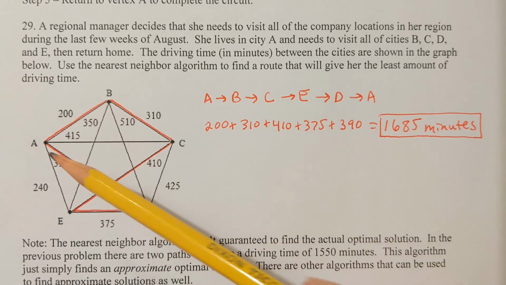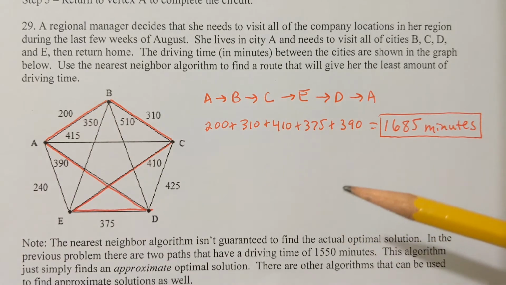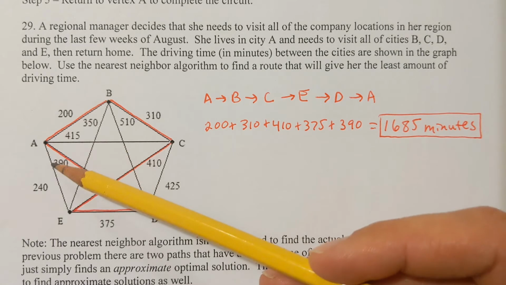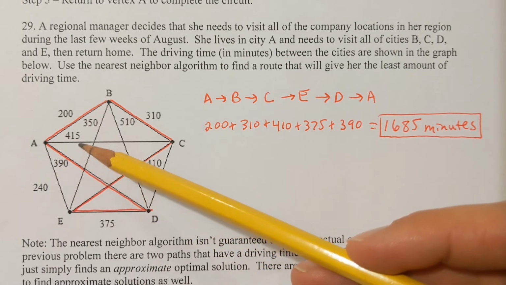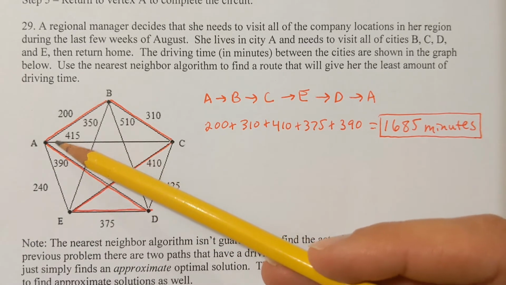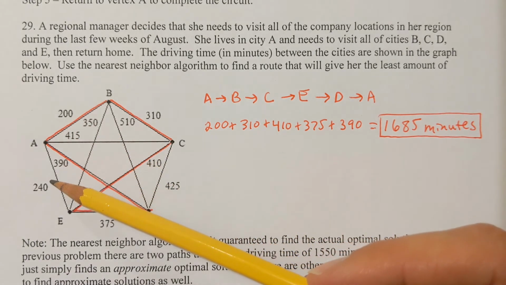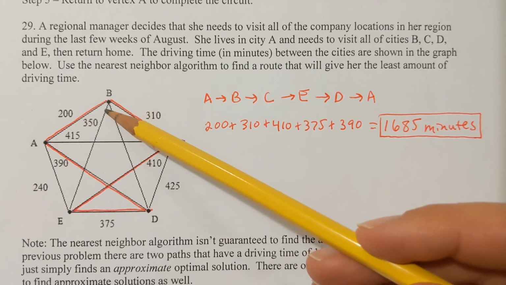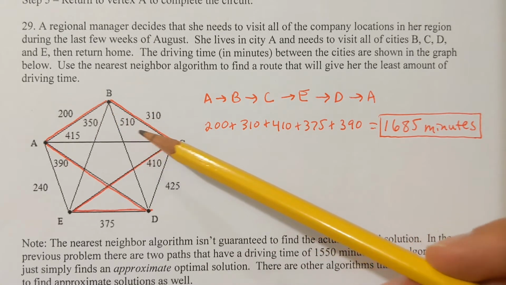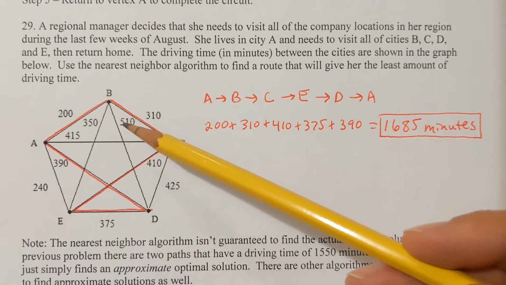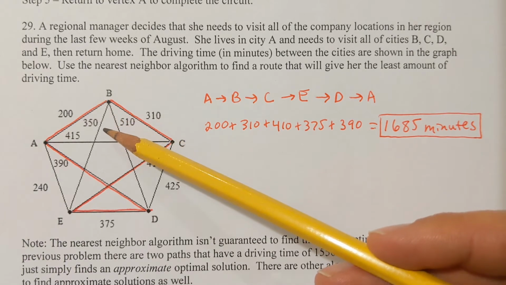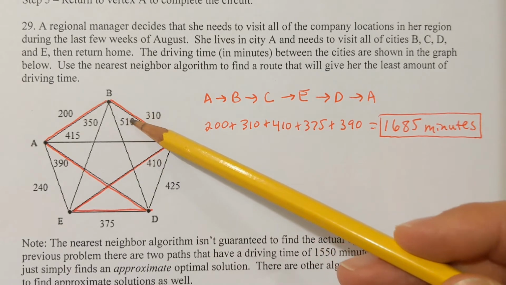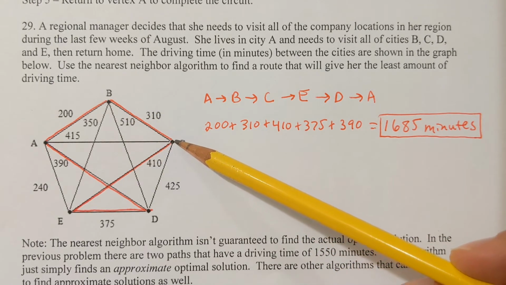Okay, so she lives in city A, so she's going to start in city A. I need to check all the edges that join into A, and I simply pick the one with the least weight. So 200, 415, 390, and 240. 200 would be the one that has the least weight. Now I'm at vertex B, and I do the same thing. I pick the edge that has the least amount of weight. 350, 510, 310. It'd be 310. Then I'm at vertex C.